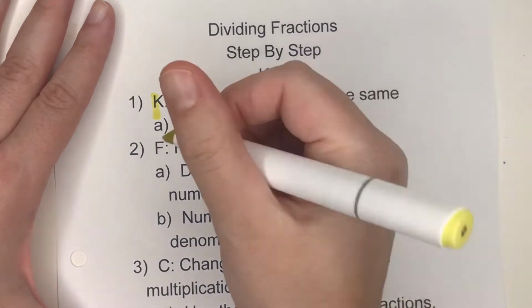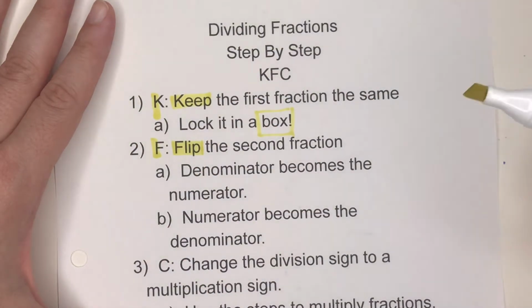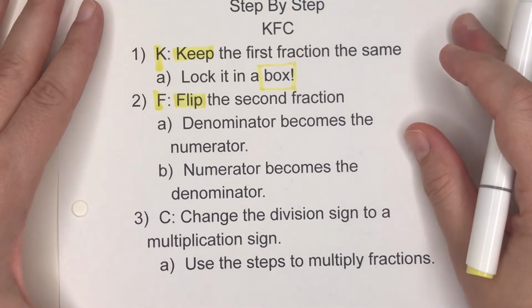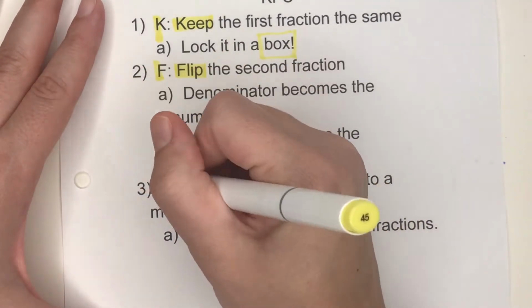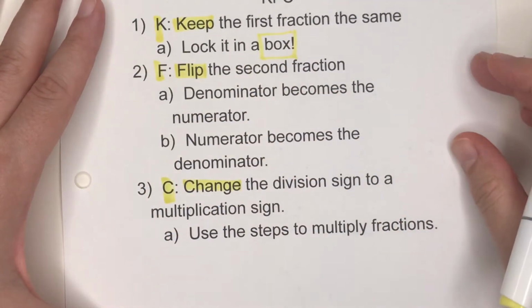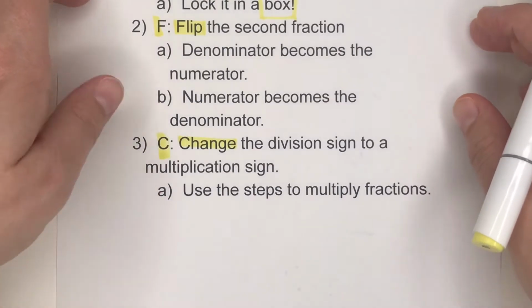And the second one is the letter F, and F means to flip the second fraction. The denominator becomes the numerator, and the numerator becomes the denominator. And then our last step is C, which stands for change the division sign to a multiplication sign. And from there, you're going to use the steps to multiply fractions.